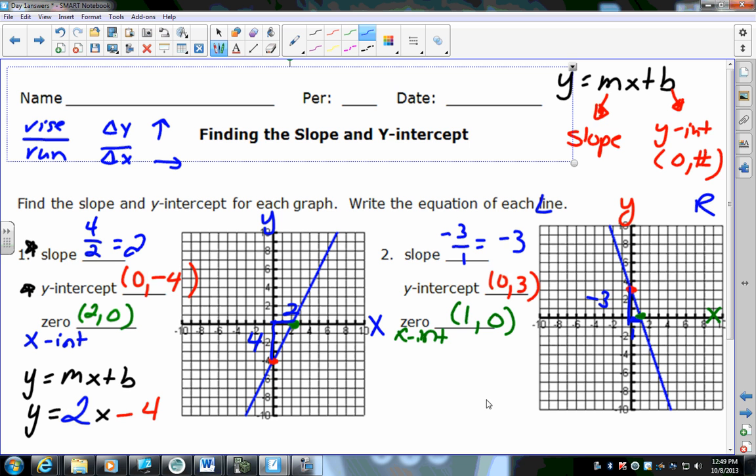Now I have enough information to write my equation. I need my slope and my y-intercept. Y equals, first comes my slope, negative 3, then x, then my y-intercept, which is plus 3. Then you should go in the calculator and double check and make sure you did it correctly.